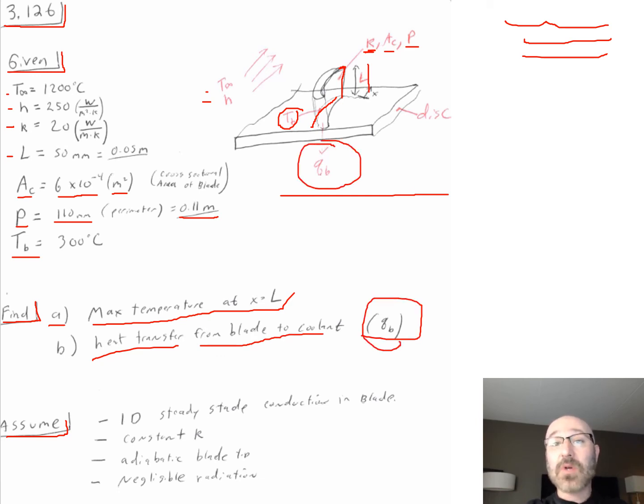Now, for the assumptions we're going to make, first, we're going to assume 1D steady state conduction in the blade. Then we're going to assume a constant K value. Then it's also going to have an adiabatic blade tip and negligible radiation. So now that we have this, we can begin our solution. We can take a look through everything in our given section, what they're asking us to solve for, and any assumptions we've made, and then come up with a plan of attack, a procedure for analysis, and see what our governing equations will be to solve this problem.